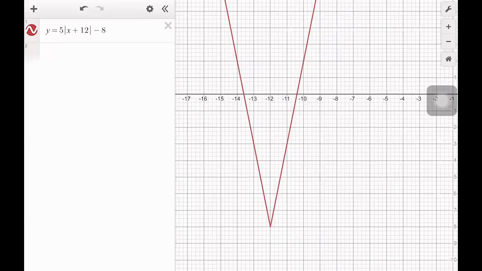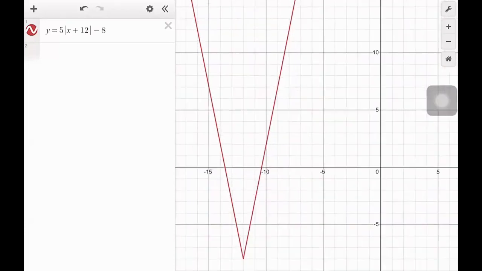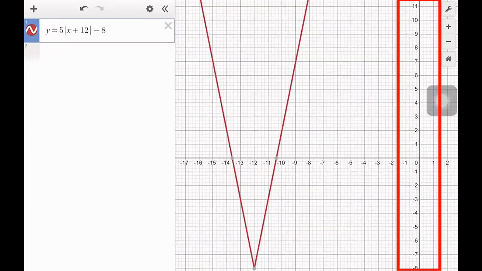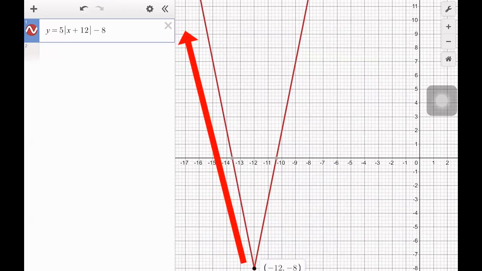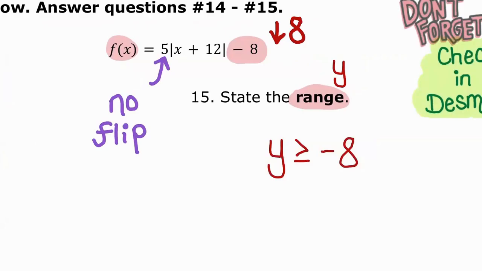So I can see that I have all these y values up here. I have positive 10, positive 11, but notice I keep having these low y values. Yep, 3, I can have 2. But look what happens when I get to the vertex. My graph stops at -8. And then look, all these y values go right back up. But it looks like I can have -8 and everything above that. So my range will be everything greater than or equal to -8.